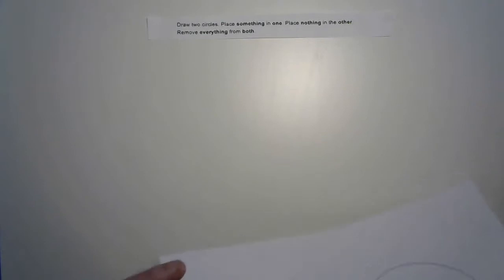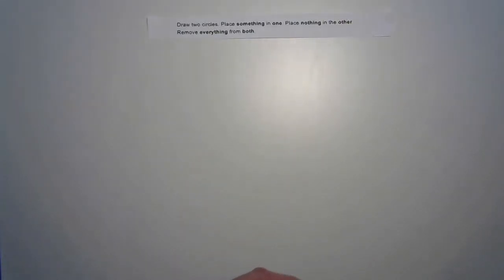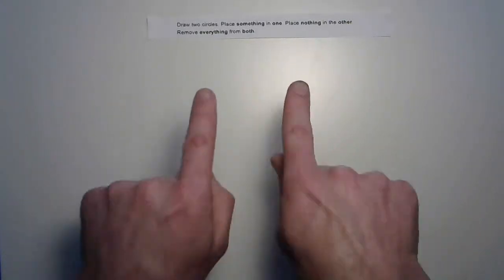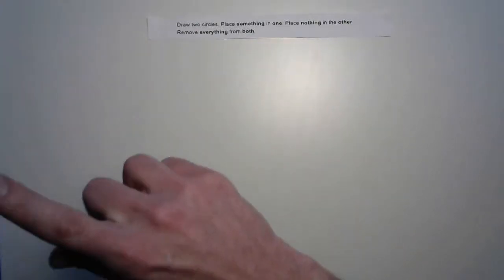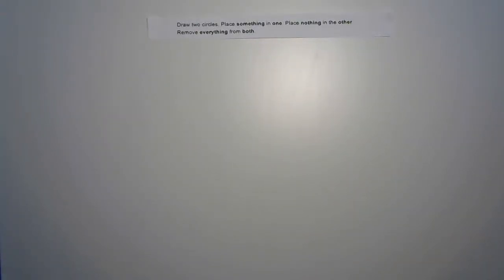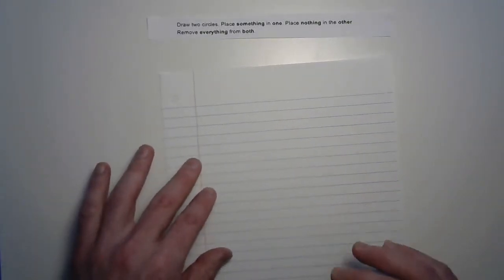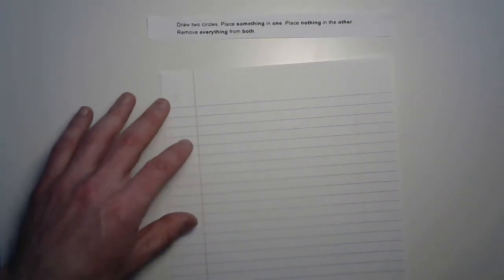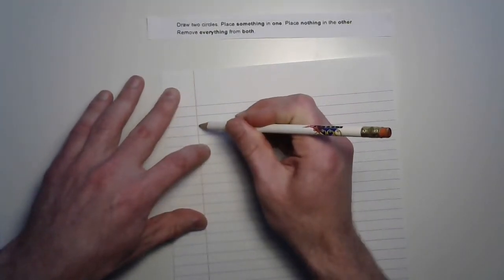Next, I could create a chain of pronouns. I could also come up with lists of pronouns, and that chain would work pretty well for that. But I could also analyze parts of this sentence. For example, what about place nothing in the other, or place something in one, or remove everything from both? I can do any of those. How about place nothing in the other? I really liked that part. Okay.